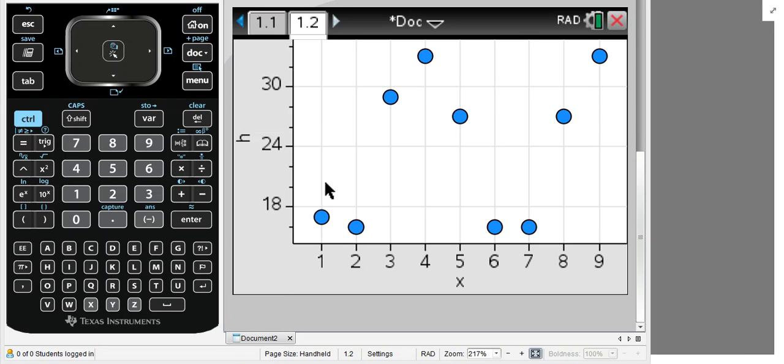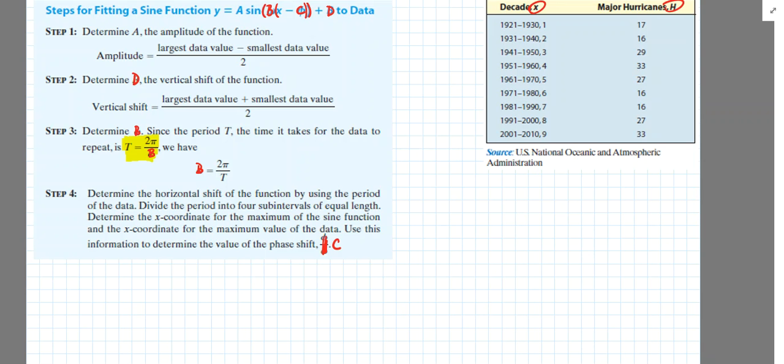So let's see if we can use the techniques provided in our notes today to find the sine function that fits this data. Okay, first things first, let's determine our A value, the amplitude. Now what's nice about this is that the amplitude is very easy to approximate. It's simply the largest data value minus the smallest data value, the high spot in the graph minus the low spot in the graph, and divide that by 2.